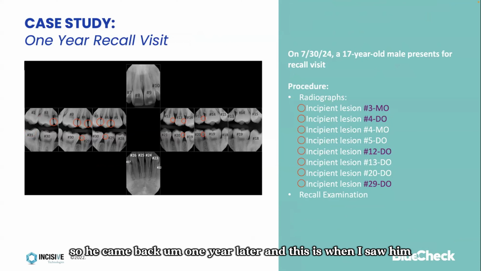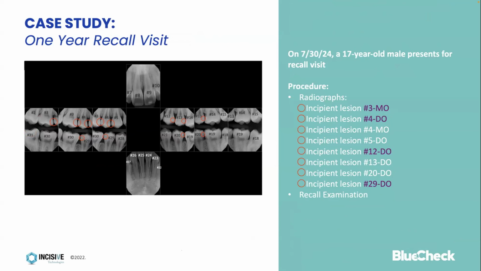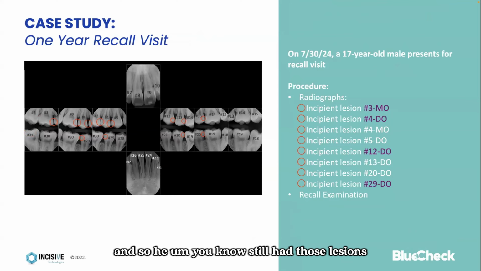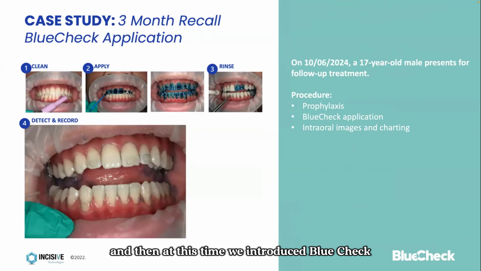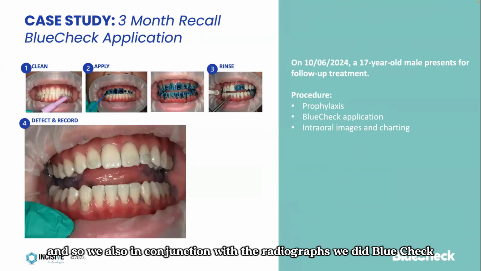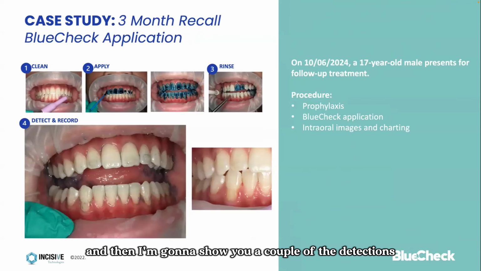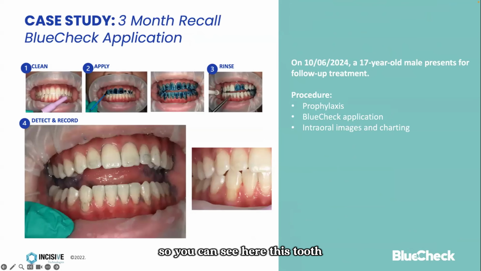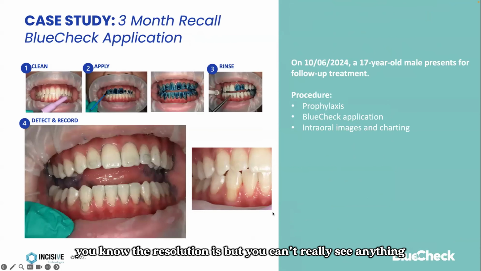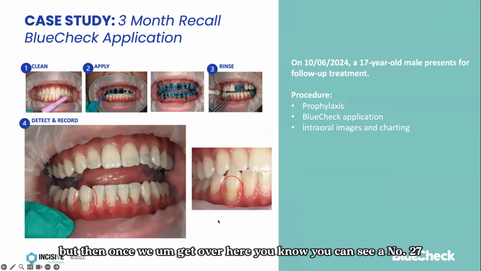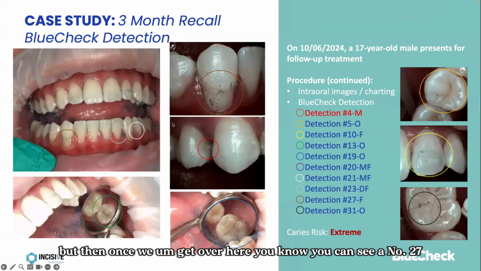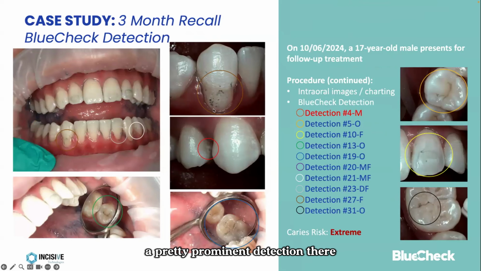So he came back 1 year later, and this is when I saw him. He still had those lesions. They didn't go away or remineralize on their own, and some of them even progressed a bit. At this time, we introduced Blue Check. In conjunction with the radiographs, we did Blue Check: we cleaned his teeth, applied the Blue Check, let it sit for 60 seconds, and then rinsed it off. I'm going to show you a couple of the detections. You can see here, on this tooth, I don't know how the resolution is, but you can't really see anything. But once we get over here, you can see on number 27 a pretty prominent detection.